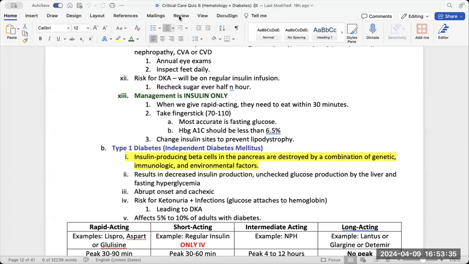Hemoglobin A1C is the most accurate in determining if they are treating and managing their diabetes. It tells us how well they're managing it, other than all the other ones like urine tests and fasting sugar levels. Yeah, they're good, but they only tell us what's happening right now, today. Whereas hemoglobin A1C tells us how they're doing over a more prolonged period of time. And we should always change the sites if we're giving insulin to prevent lipodystrophy. So we don't want that either.